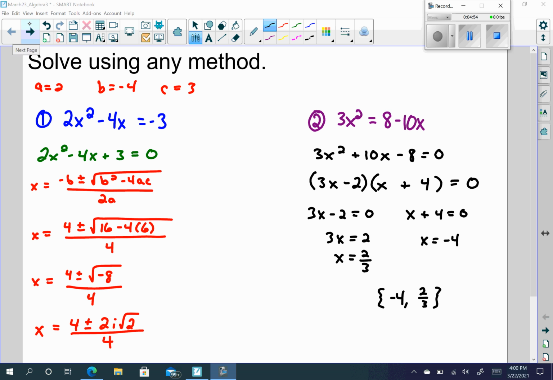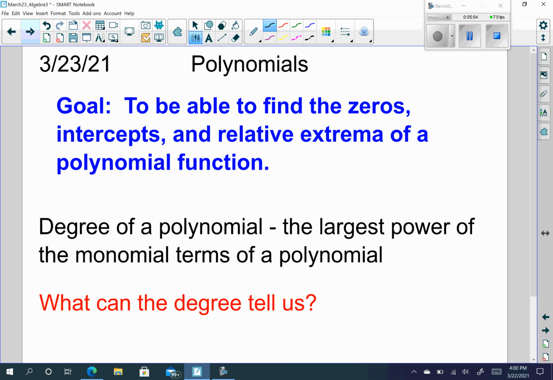All right, so every type of polynomial we've been looking at so far has dealt with quadratics. So we're going to move on to other powers of polynomials here. So not just quadratics, but larger degrees. So our goal for today is to be able to find the zeros, which means the x-intercepts.